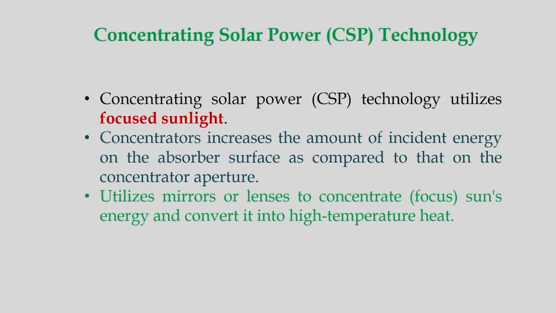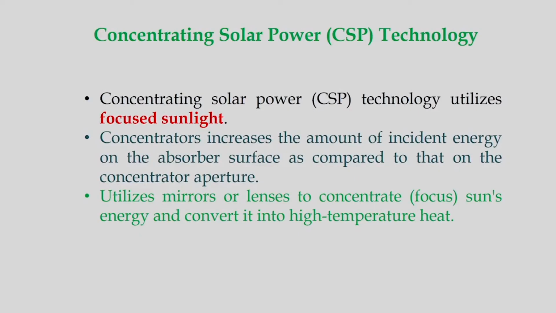So, the kind of collectors we discussed in the last classes could be employed for generation of fluid temperature of about 100 or slightly more than 100 degree C. But if we have to think of high temperature applications, more than say 200, 300 or maybe 400, we need to go for concentrating solar collectors.